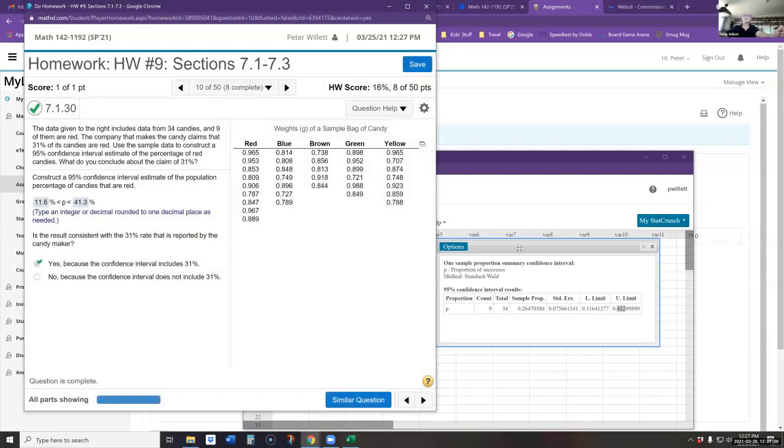All right, so that's what it looks like to produce a proportion confidence interval. And here was an example problem done. I'll stop there and look in my StatCrunch videos to see other examples of other problems.